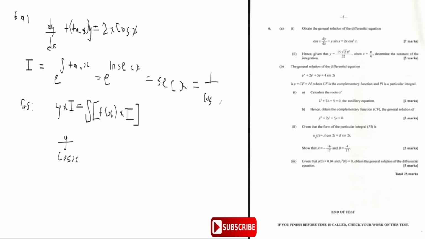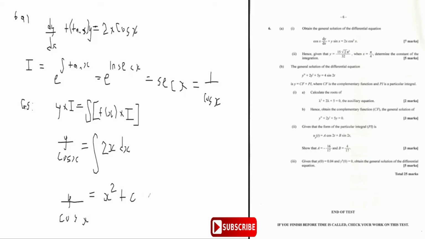Sec x is 1 over cos x. So this is y over cos x is equal to the integral of your f of x, which is 2x cos x. Now 2x cos x over cos x is just 2x, so you're just integrating 2x. When you integrate 2x, you get x squared plus some constant c. And so you have y over cos x is equal to x squared plus c.